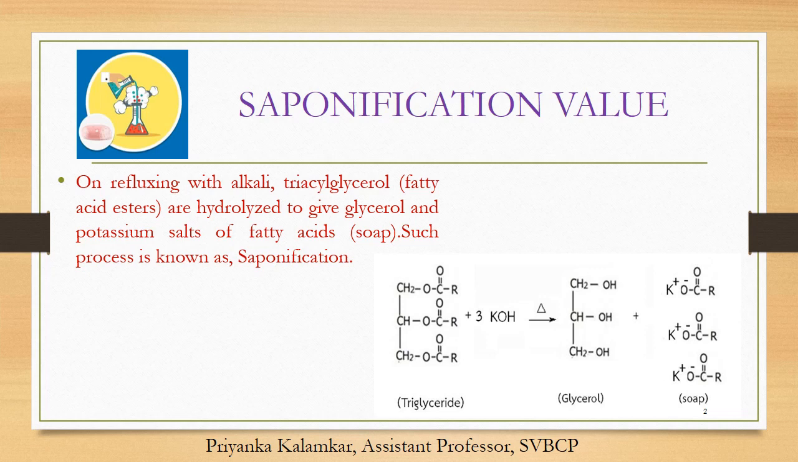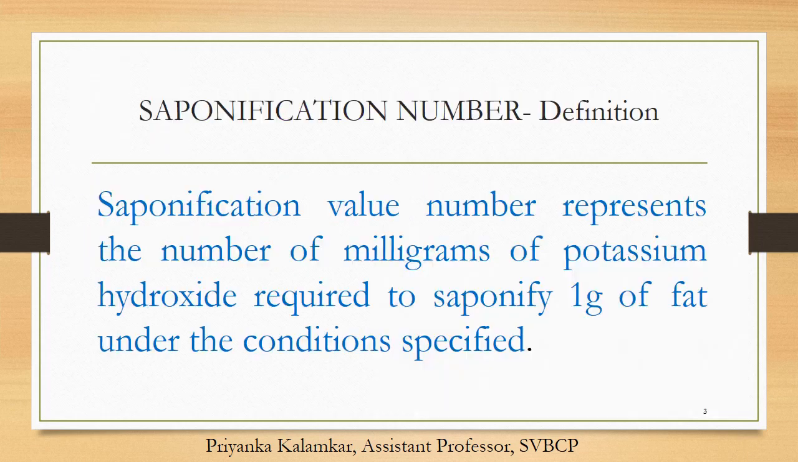In presence of heat it gets hydrolyzed and converted into glycerol and potassium salts of corresponding fatty acids. So there is breaking of this ester linkage which is present here. These potassium salts are called soap and this total process is termed as saponification.